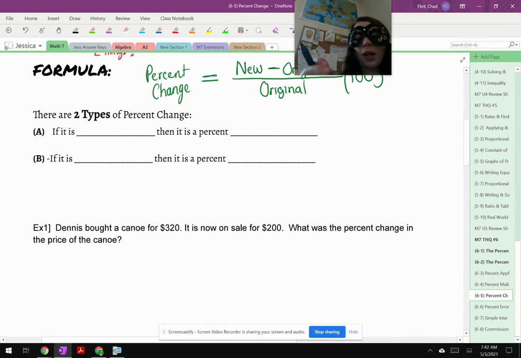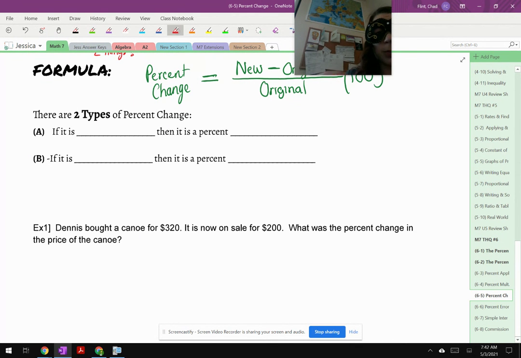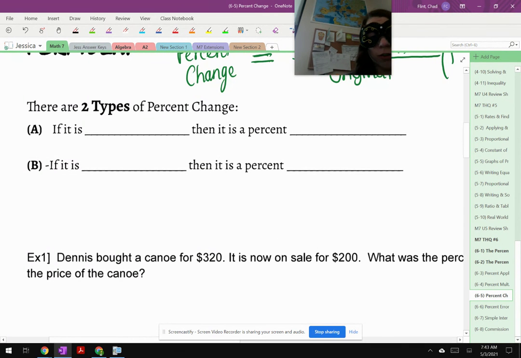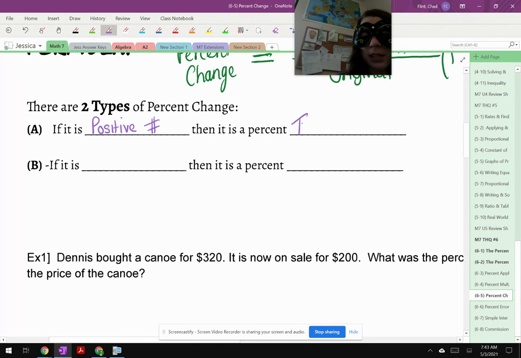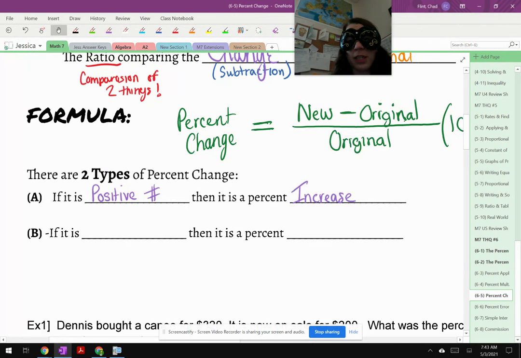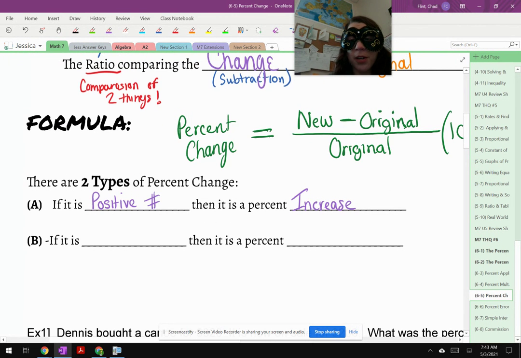There are two main types of percent change that you are going to be seeing in your practice problems. And the first one is if it is a positive. If you end up with a positive number, then it is a percent increase. Makes sense, right? If the new number is bigger than the original number, you'll get a positive number, and that means that the price increased.